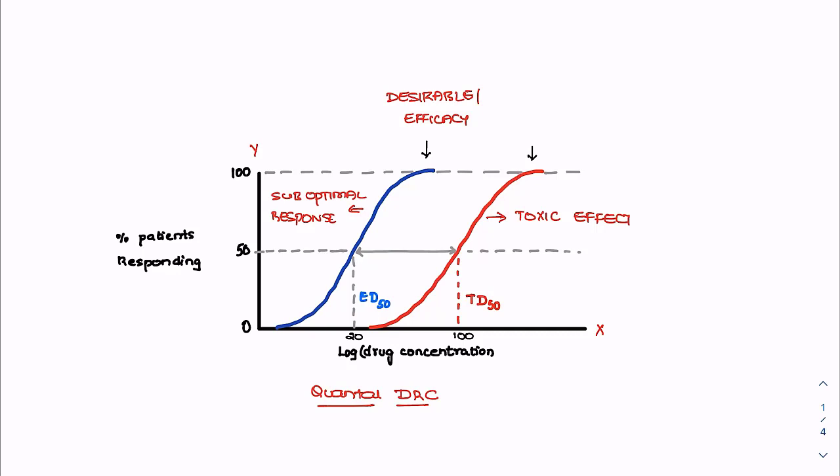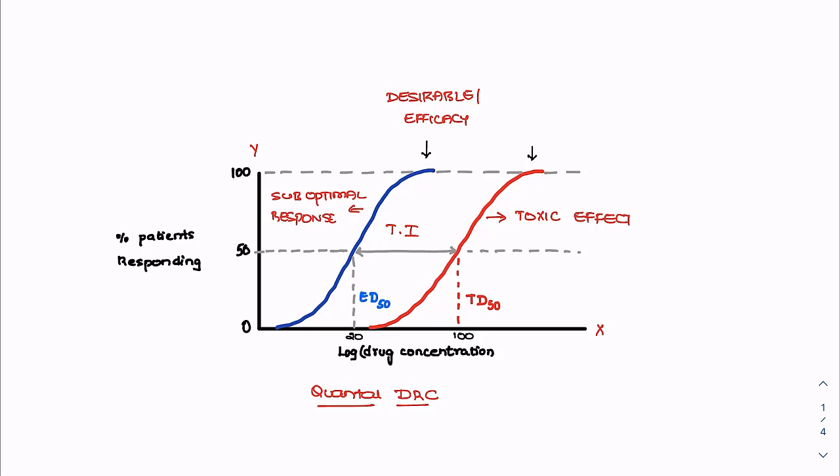So the gap between these two graphs, the minimal dose at which it produces the desirable effect and the maximal dose which the patient can tolerate, above which there is a toxic effect, this window, this range or this gap, is called the therapeutic index.